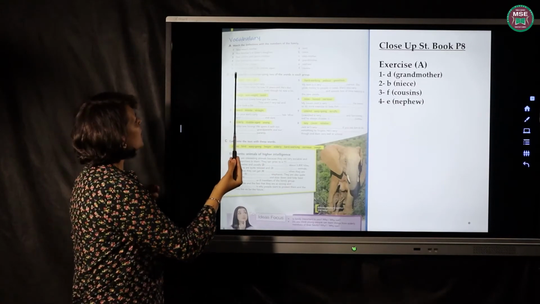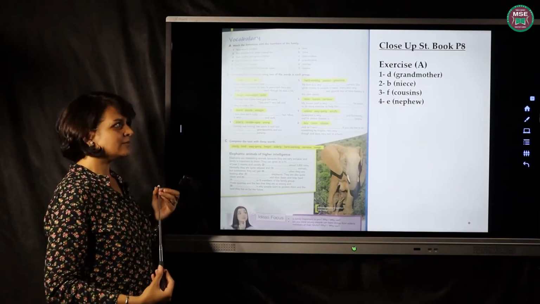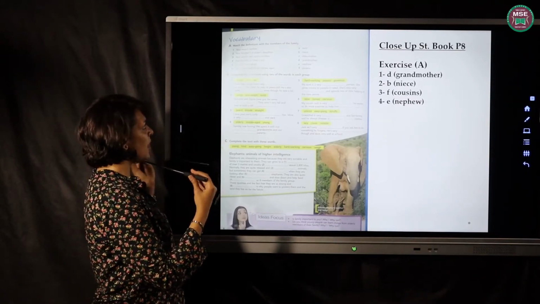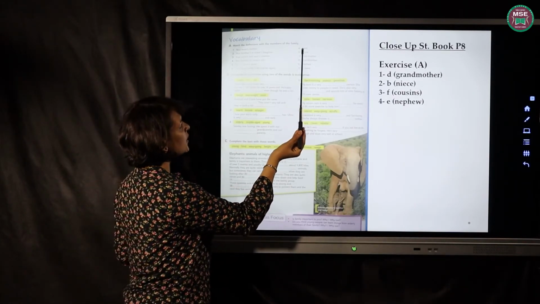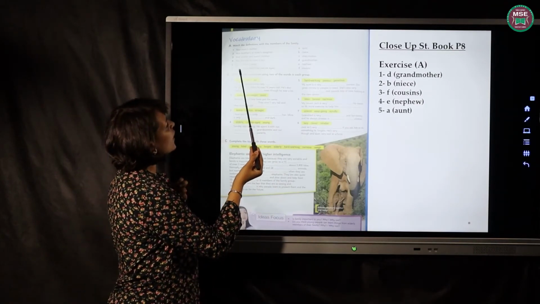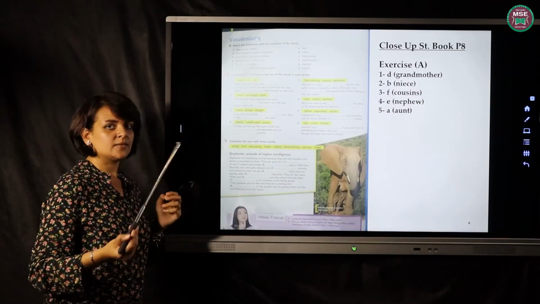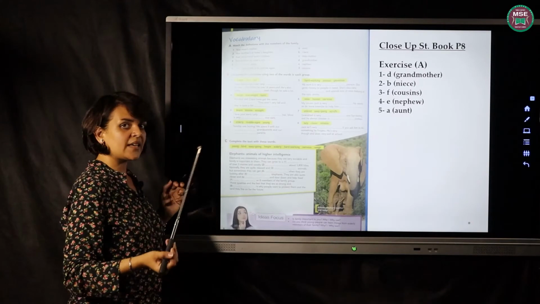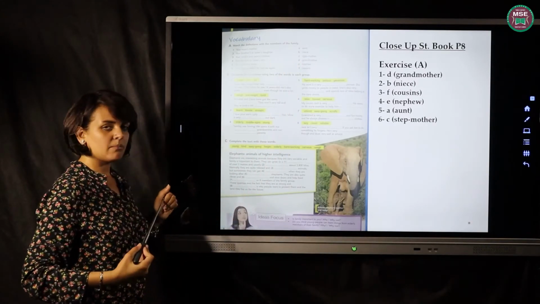Yes. Five, your mother's sister. We call her like your father's sister. The same. Mother's sister and father's sister are the same. We call them aunts. Okay. Six, your father's wife, if he marries again. So we call her our stepmother.